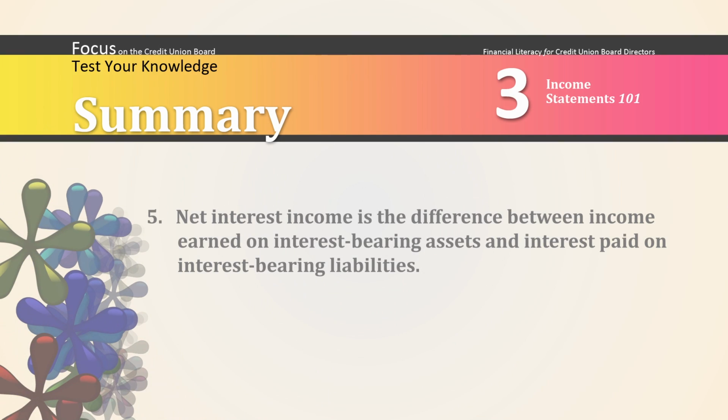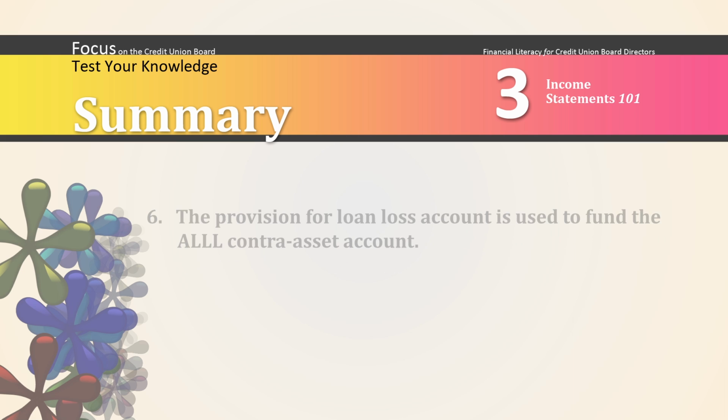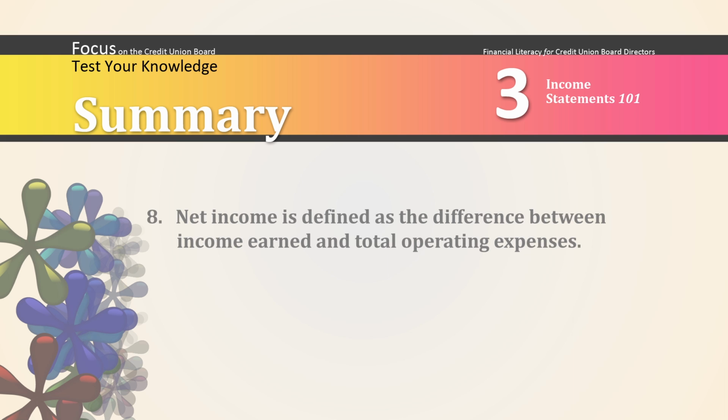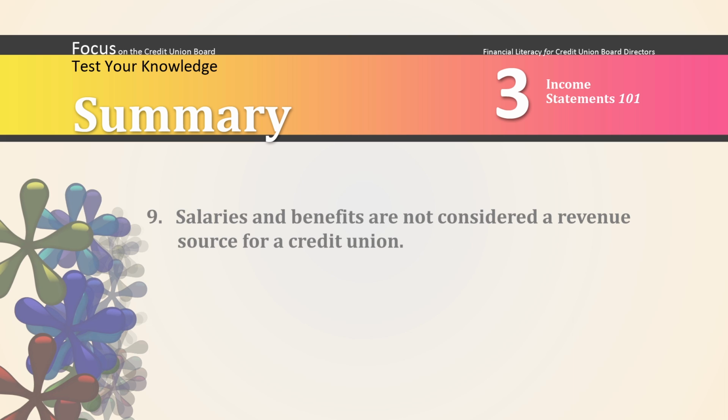Net income is the difference between income earned on interest-bearing assets and interest paid on interest-bearing liabilities. The provision for loan loss account is used to fund the allowance contra asset account. Interest on loans that are past due greater than 90 days must be deducted from interest income. Net income is defined as the difference between income earned and total operating expenses. Salaries and benefits are not considered a revenue source for a credit union.